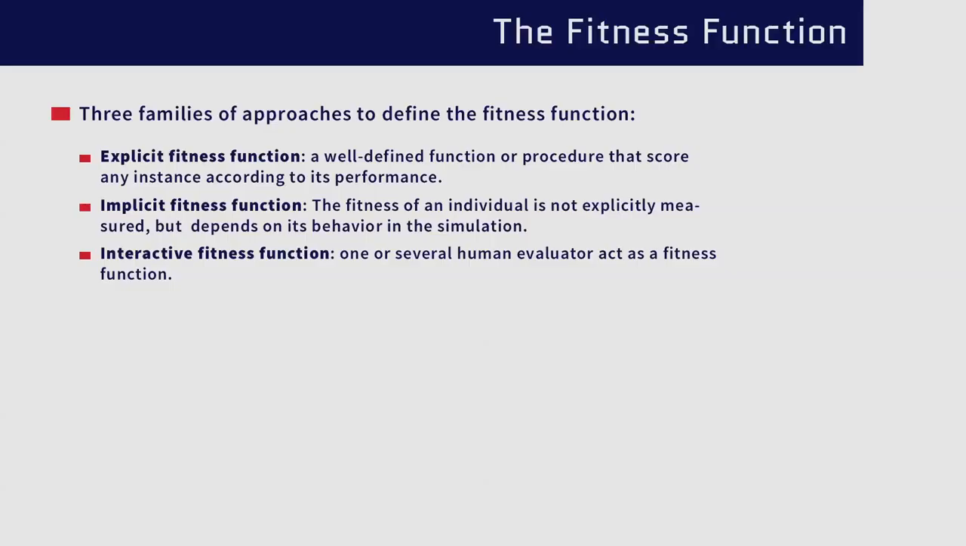The third and last family of fitness functions is interactive fitness functions. We know that the fitness function drives the evolution. It decides which direction the evolution should pursue by selecting the individuals that will survive, reproduce, and mutate. Unfortunately, it is not always desirable, easy, or possible to design an automatic fitness function. One solution is therefore to ask one or several human operators to act as a fitness function.